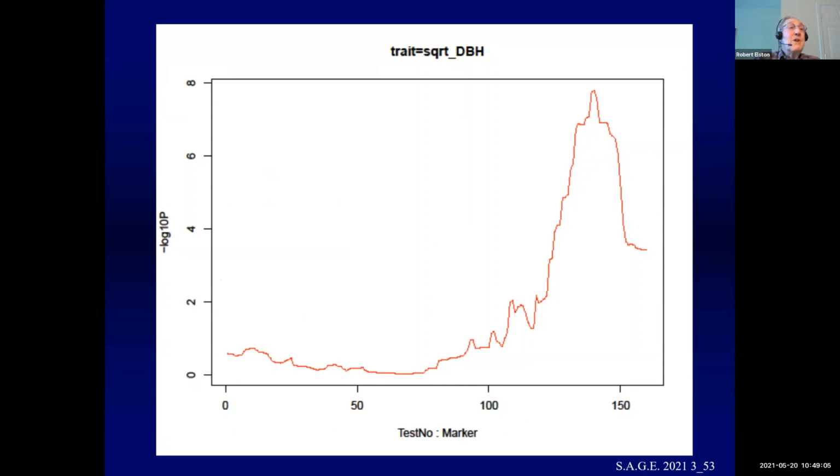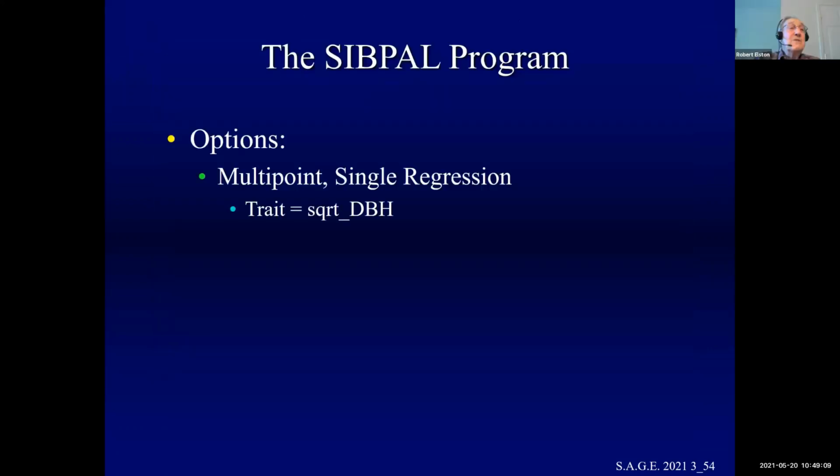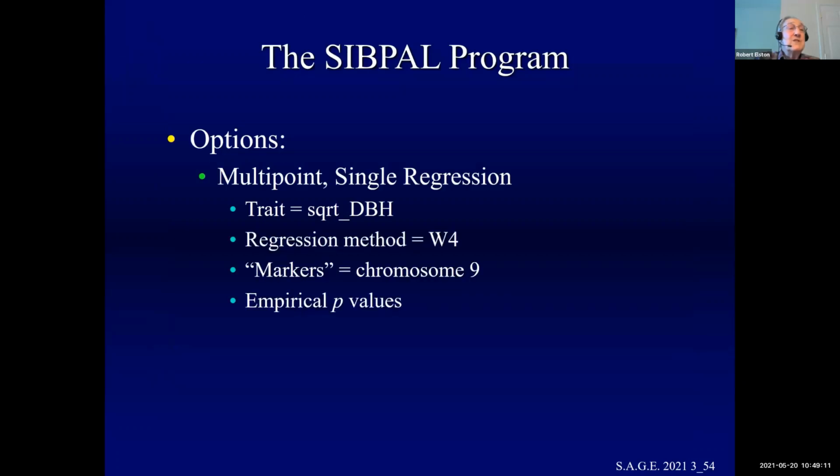SIB-PAL program, you've got options. Single regression, multi-point, square root DBH regression. I thought that's what we just did, right? This is our third example. Then we actually do the permutation test.